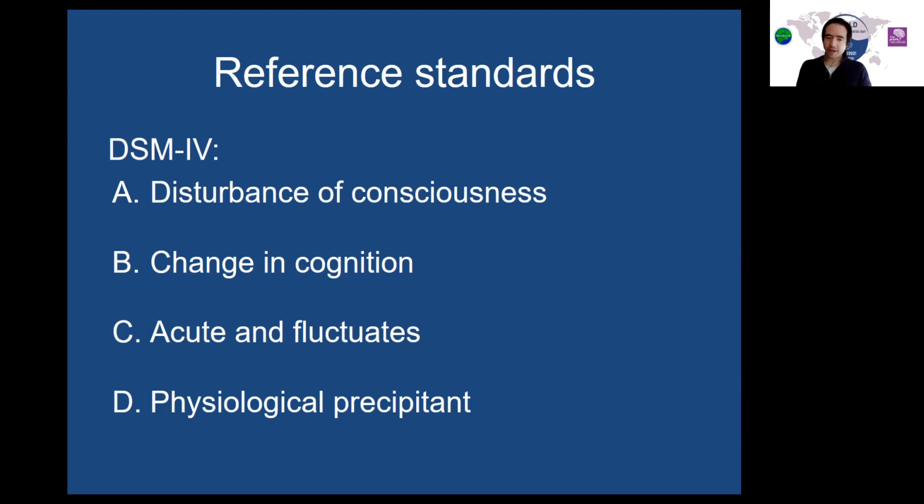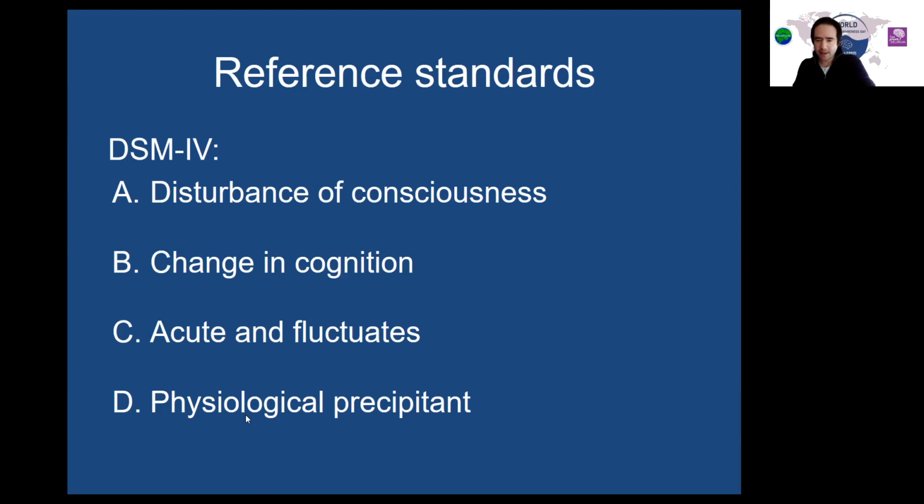You need to demonstrate a change in cognition, and the small print says cognition and/or perception. Delirium should be acute and it fluctuates, and it should be driven by a physiological precipitant. And that's all very clear, especially this criterion D, because you can forget A, B, and C fulfilled in other presentations of altered mental status, for example, Lewy body disease.